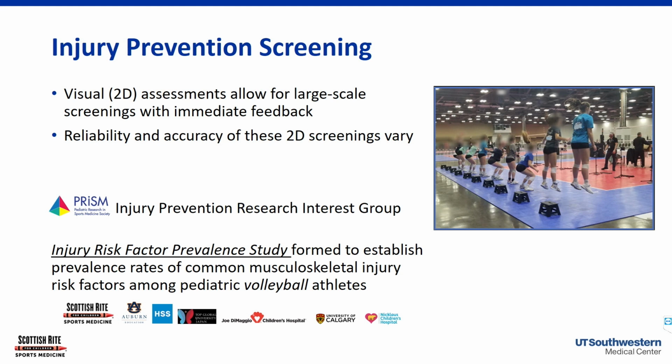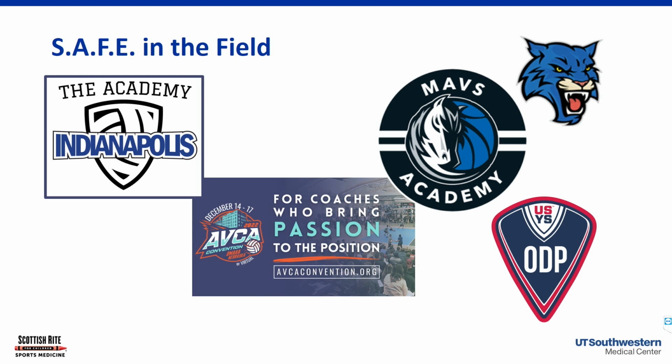So as a result, through PRISM, we are part of the Injury Prevention Research Interest Group, and through that group of collaborators that you can see on the screen, we have a project looking at injury risk factor prevalence. We want to establish the prevalence of common injury risk factors, specifically in volleyball athletes. As a group, that was the main sport we had access to when we began this project, but through our SAFE program that Sophia mentioned before, we've had opportunities to expand into other sports.